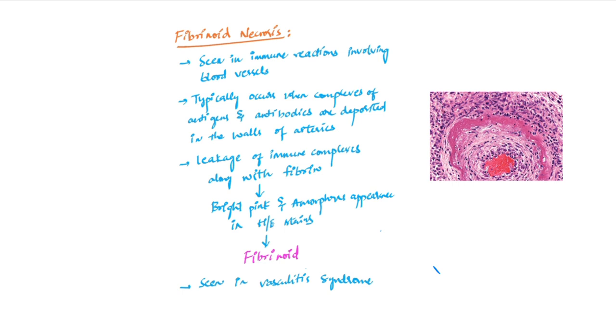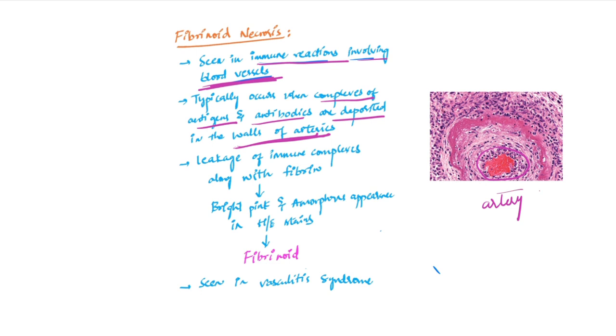Coming to the last type of necrosis, that is fibrinoid necrosis. It is seen in immune reactions involving blood vessels. It typically occurs when complexes of antigens and antibodies are deposited in the walls of the arteries. You can see over here a fibrinoid necrosis in the artery.